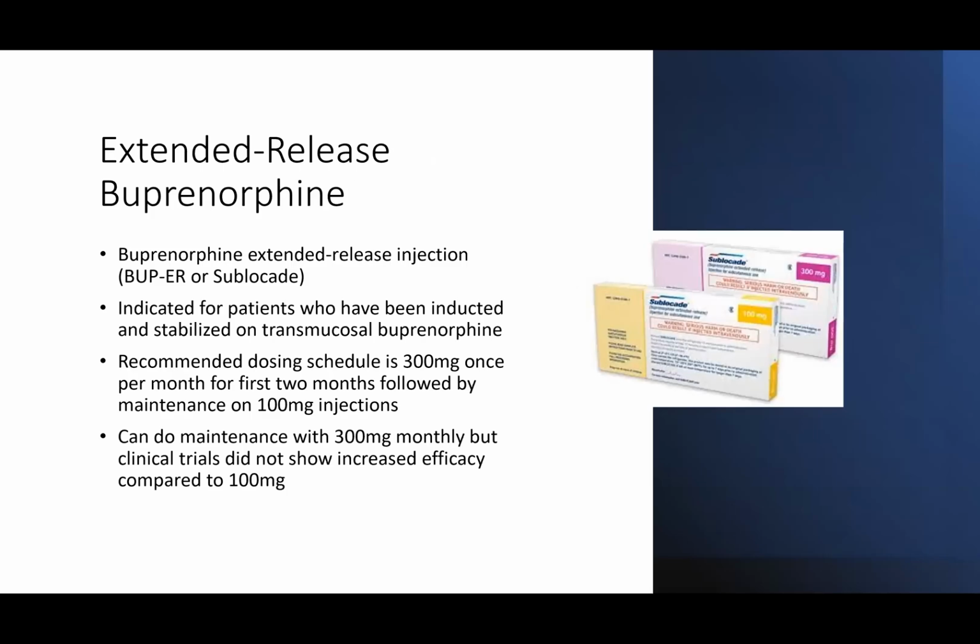So like I mentioned, this is Sublocade, the brand name of extended release buprenorphine. It's an extended release injection that's subcutaneous. It's indicated for patients who have been stabilized on transmucosal buprenorphine. Usually start off with 300 milligrams once per month to induce, and then you do maintenance on 100 milligram injections. And then theoretically, you can do 300 milligrams a month for maintenance, but the clinical trials don't show any increased efficacy compared to 100 milligrams.